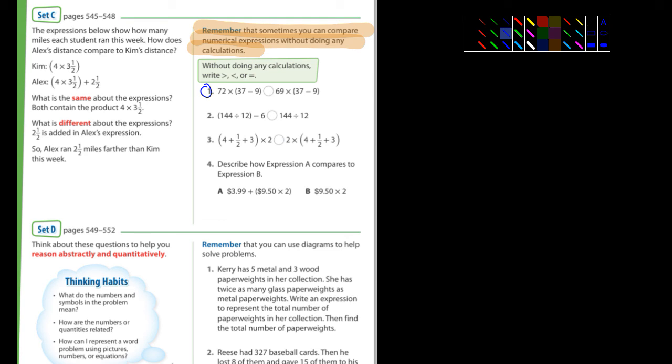So we have a 37 minus 9 in both expressions. Then one is multiplied by 72, the other is multiplied by 69. Well, which one do you think is going to be larger? 72 times, and then in parentheses, 37 minus 9. That's going to be the larger of the two, because 72 is larger than 69. So that's what they're talking about when they say that sometimes you can compare them without doing any calculations.